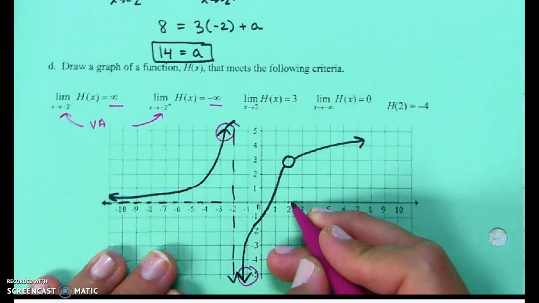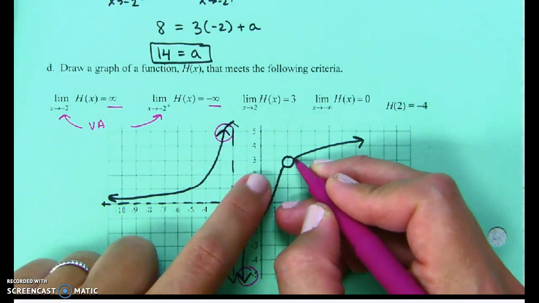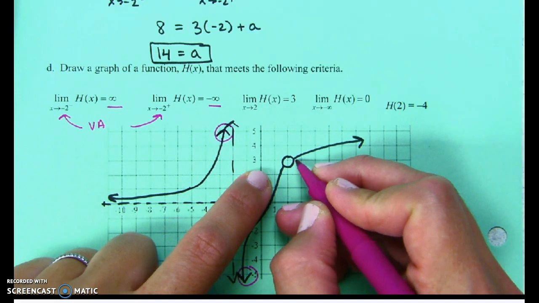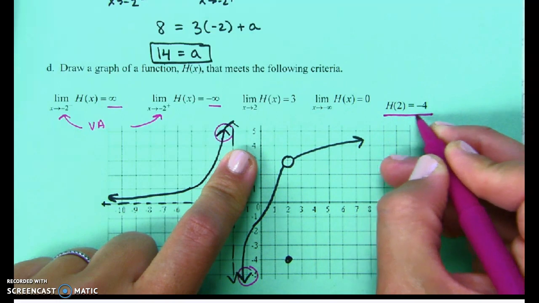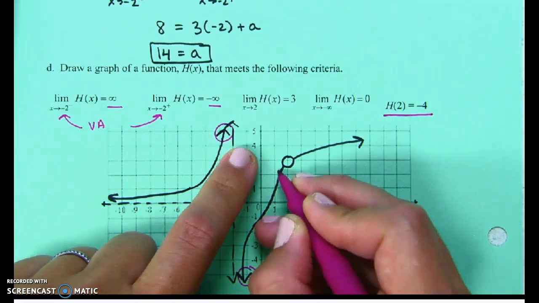Now, as you go to x equals 2, there is a limit. It exists, and it's at 3. How did I know there was a hole there? Well, over here it says the point of 2 is actually at negative 4. So the point is not in the limit.